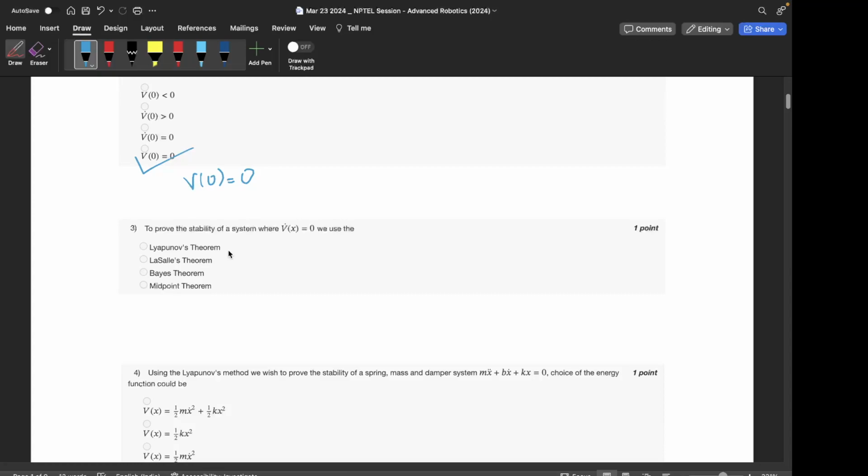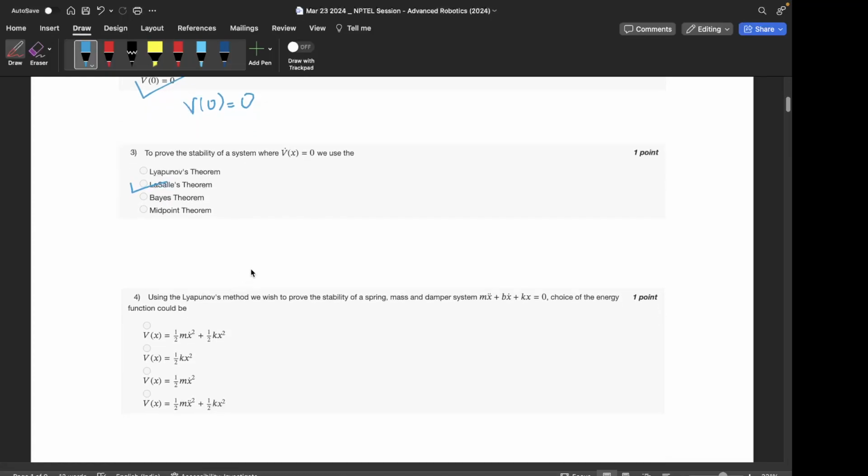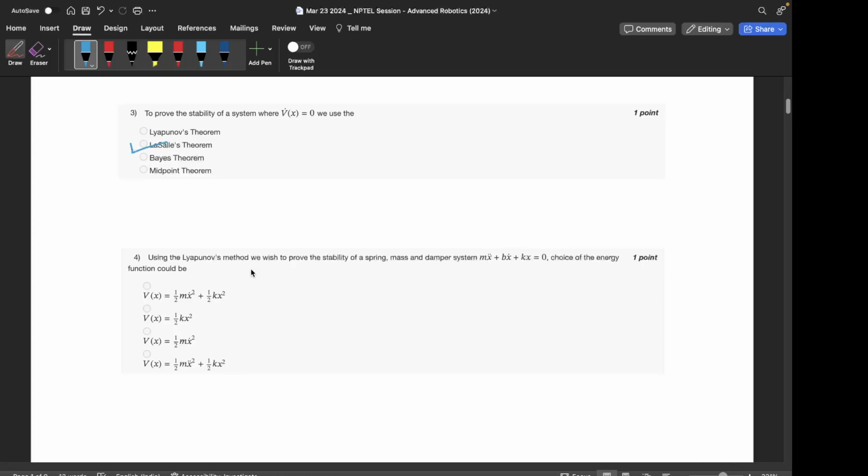No, this is the point which I was saying. To prove the stability of a system where V dot(x) is equal to 0, what's the theorem that we use? We use Lasalle's theorem. That's where we find out the points where V dot(x) is 0. And if there is only one point in the domain where V dot(x) is 0, then that point automatically becomes an asymptotically stable point, even if V dot(x) is not strictly less than 0.